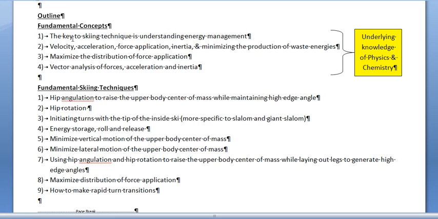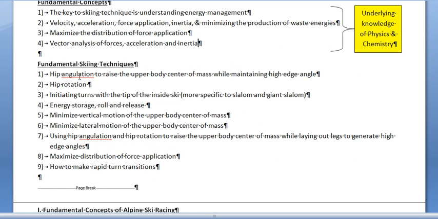The third fundamental concept is maximizing the distribution of force application, right? Why that's important. And then the final fundamental concept is a vector analysis of forces, acceleration, and inertia, and how they interplay with each other here. All right. Now, the underlying knowledge here is a knowledge of physics and chemistry. Even if you're not a chemistry major or a physics major, I'll try to make it simple and it's important to understand.